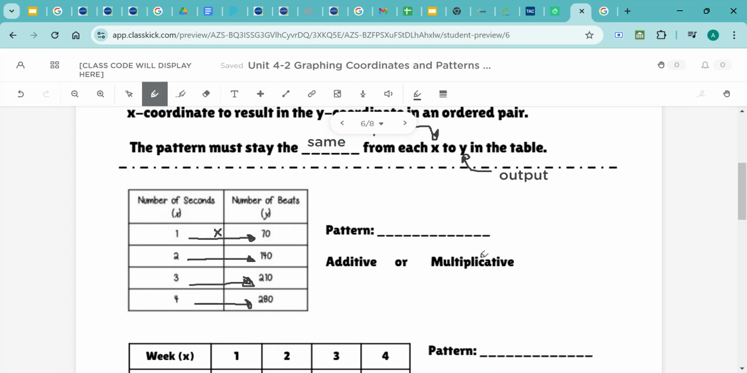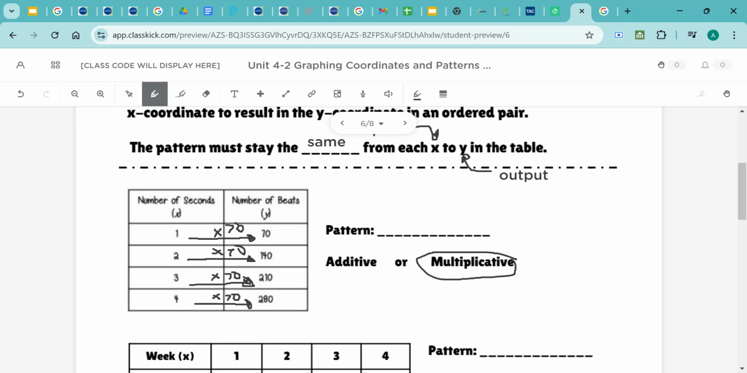Well, we are multiplying. So that makes our rule multiplicative. And the pattern I see is we're multiplying by 70. 1 times 70 is 70. 2 times 70 is 140. 3 times 70 is 210, and 4 times 70 is 280. So my pattern works all the way down. So that is the pattern for this table.